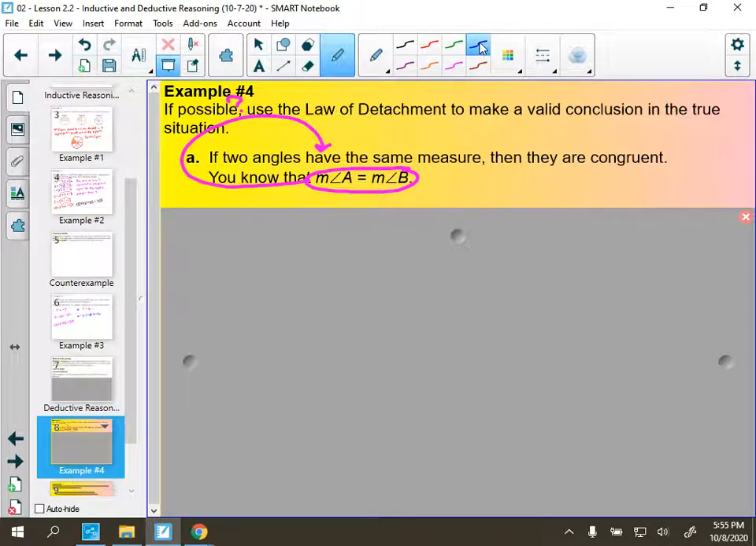We conclude the conclusion. The only thing I'd ask you to do is, instead of saying "they," let's customize it. They are congruent. Who's the "they"? Angle A and angle B are congruent. So I'm literally using words that are right on the page.